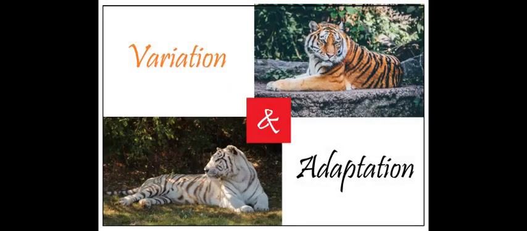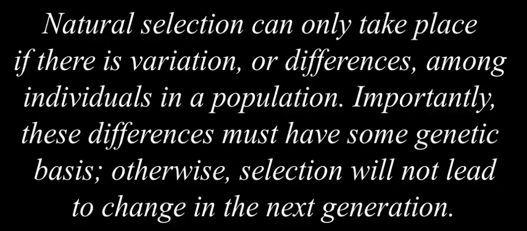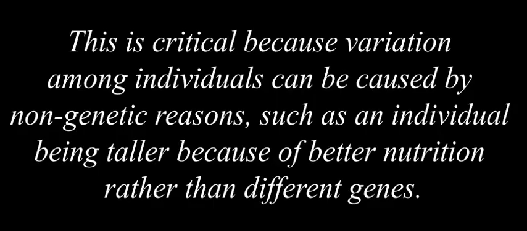Variation and adaptation. Natural selection can only take place if there is variation or differences among individuals in a population. Importantly, these differences must have some genetic basis, otherwise selection would not lead to change in the next generation. This is critical because variation among individuals can be caused by non-genetic reasons, such as an individual being taller because of better nutrition rather than different genes.